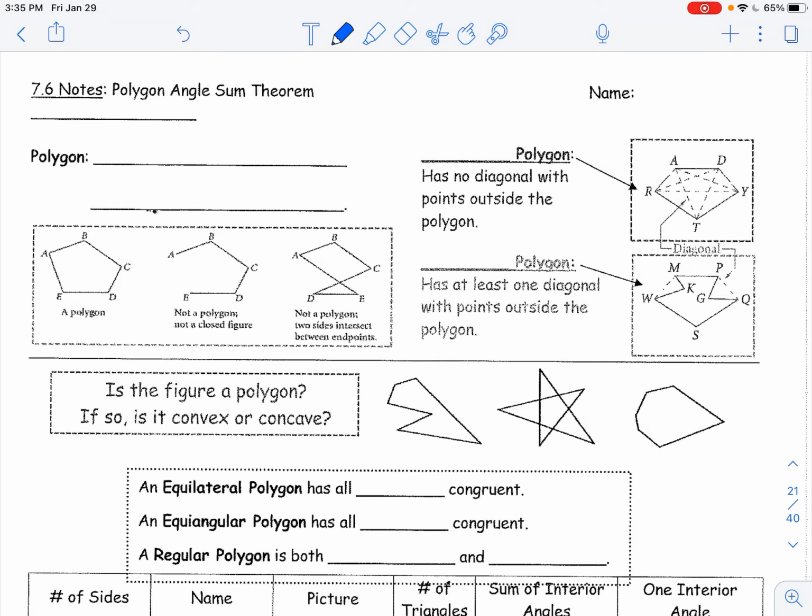Today's notes are going to cover the polygon angle sum theorem. So a polygon is a closed plane figure having 3 or more straight sides.